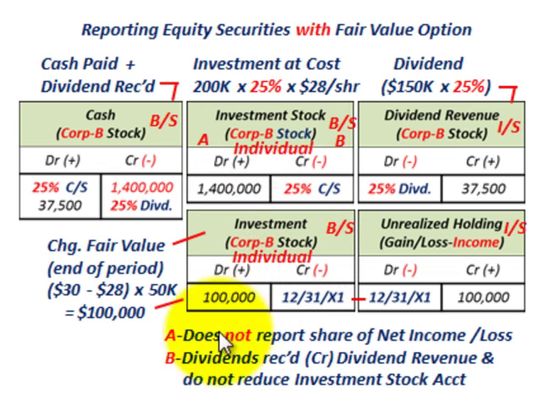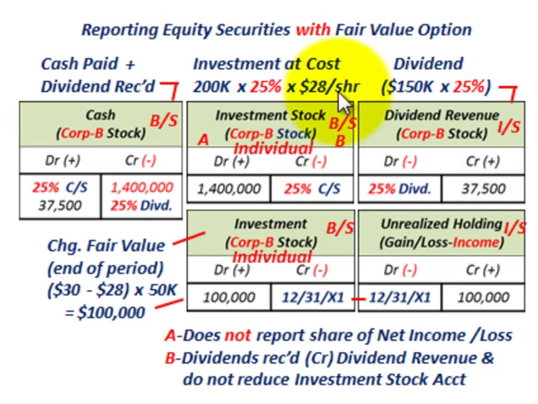And then point 2, a big point, the dividends received: you would be crediting dividend revenue, and you do not reduce the investment stock account. With the equity method, we were reducing this investment stock account for any dividends received, but when you're using the fair value option, you instead just recognize those dividends as dividend revenue on your income statement. In this case, we credited it for the amount of dividends received of $37,500.